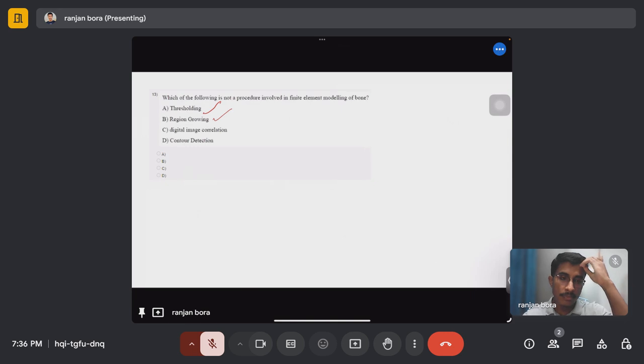Like once after doing the segmentation, we create the model of the bone, and we use that model for our finite element modeling. And contour detection is also there in the segmentation process. So option C is correct, because digital image correlation is a method which we use for measurement purposes in our experimental study. So here option C is correct.